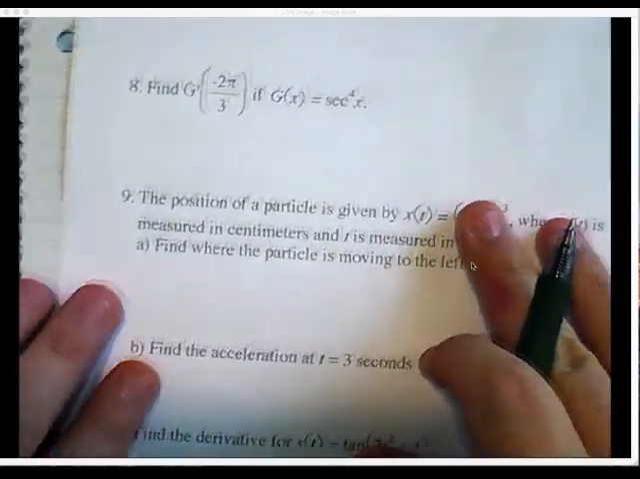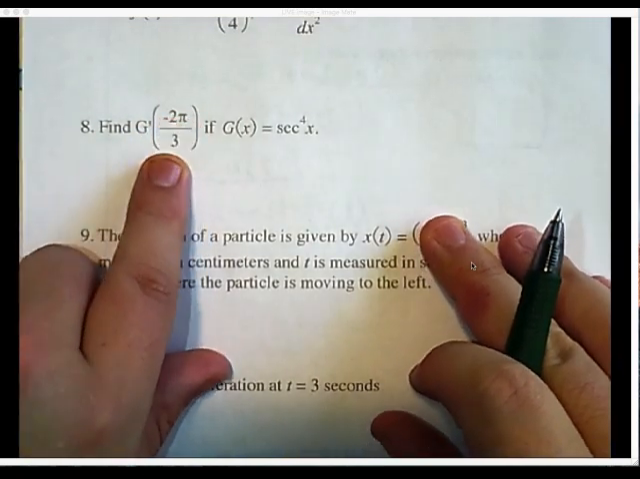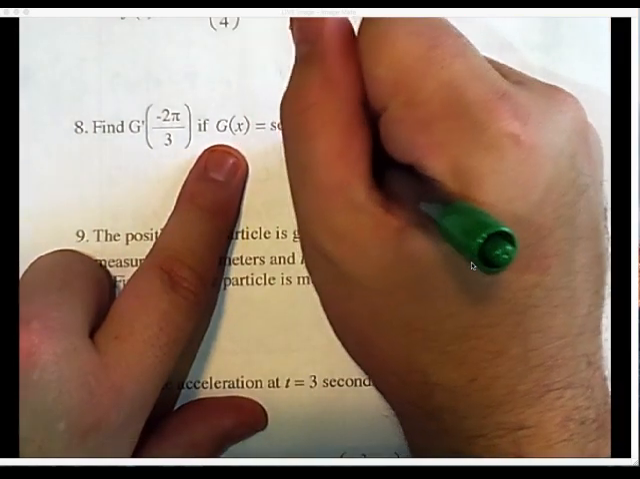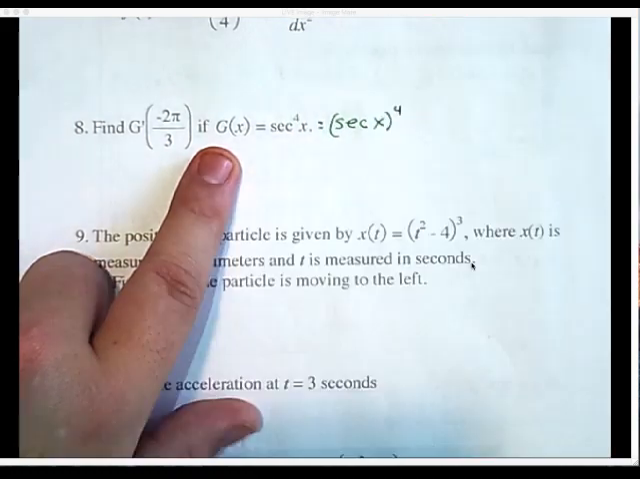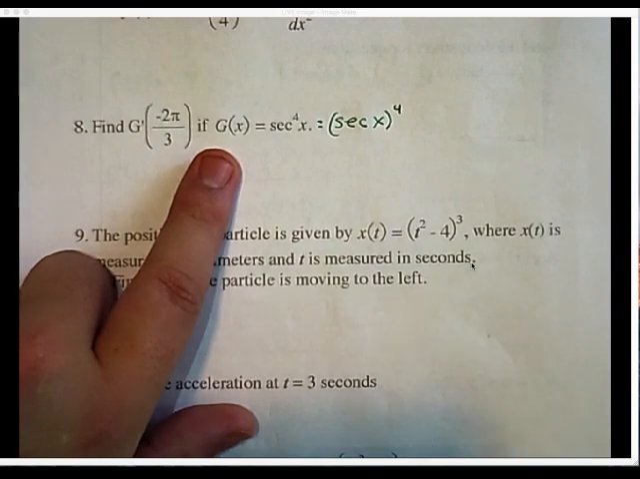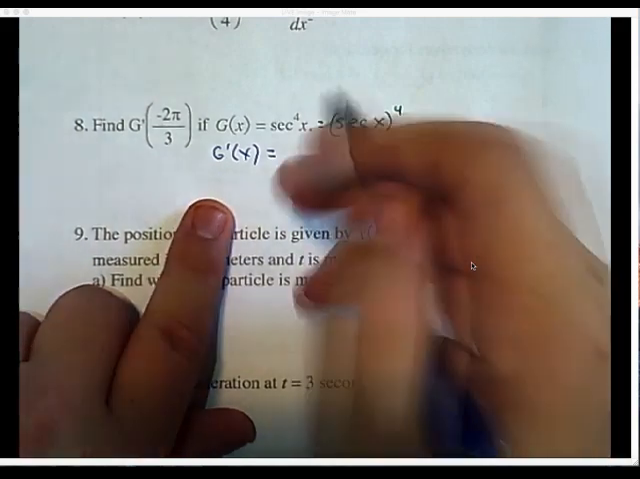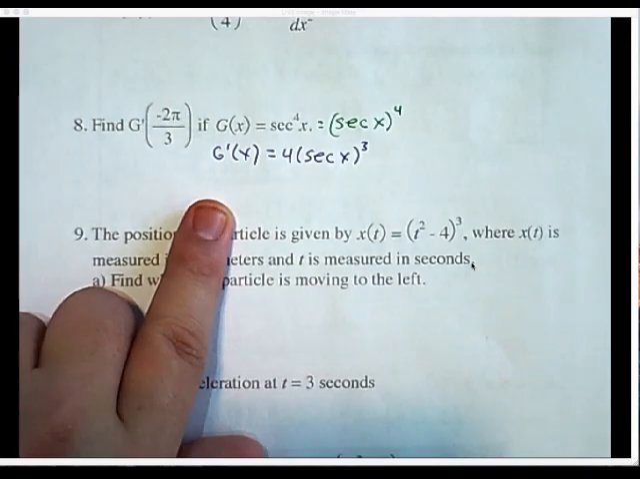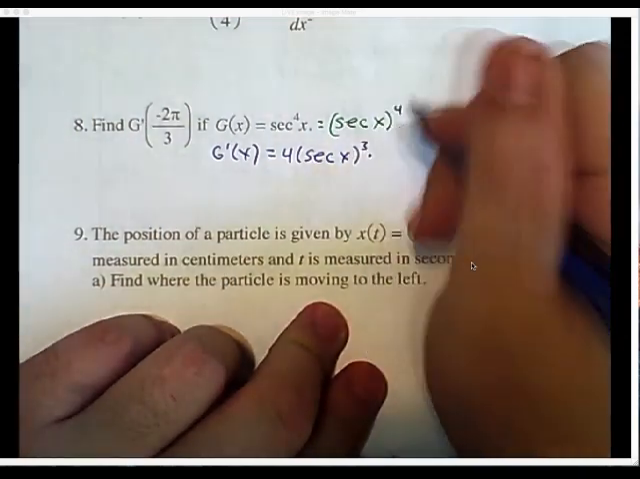Number 8 says find g prime at this value. Okay, that's like negative 120 degrees if this is the function. And this function can be written as secant of x to the 4th power. So if that's what g of x is, let's find what g prime is. 4 comes down, the inside stays the same, the power gets reduced by 1, times the derivative of the inside.